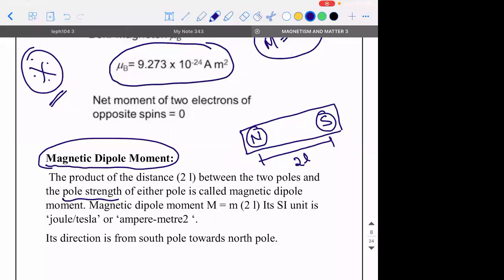Each pole has a property called pole strength associated with it. The extent to which it is able to exhibit magnetism is what we call pole strength. The pole strength multiplied by the distance of separation between the two poles is what we call the magnetic dipole moment. We know the electric dipole moment is q into 2a. When you talk about charge, you speak about q, whereas when you talk about a magnet, you speak about pole strength. So pole strength multiplied by the distance of separation between the poles is the magnetic dipole moment for a permanent magnet.